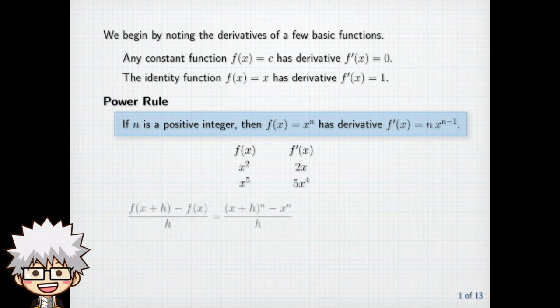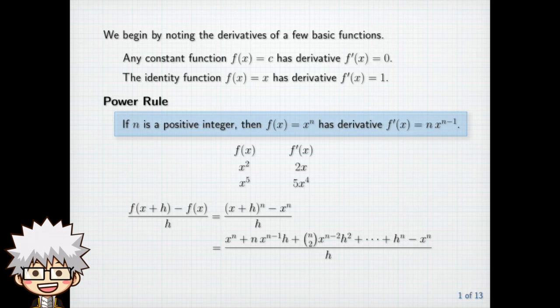The difference quotient for x to the nth power is x plus h to the n minus x to the n divided by h. We can expand the first term here using the binomial theorem, obtaining x to the nth power plus remaining terms, each of which has at least one factor of h. Notice we have x to the n minus x to the n, so all the remaining terms in the numerator involve at least one factor of h.